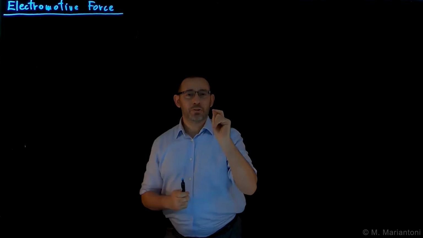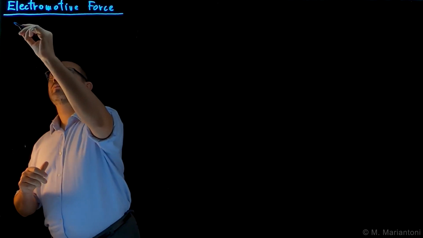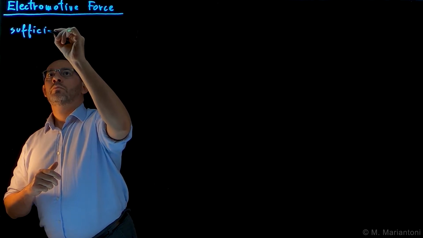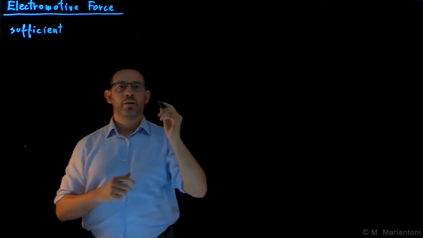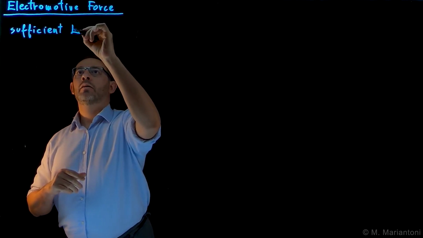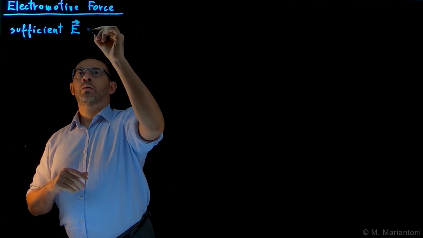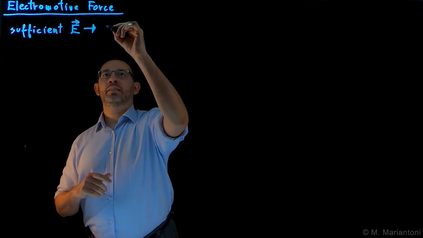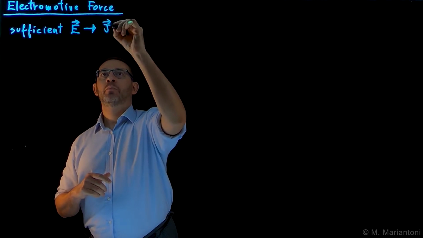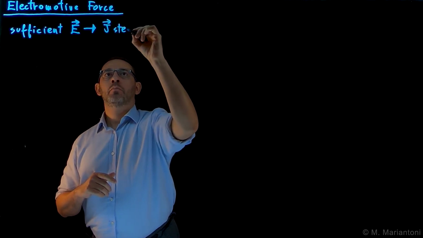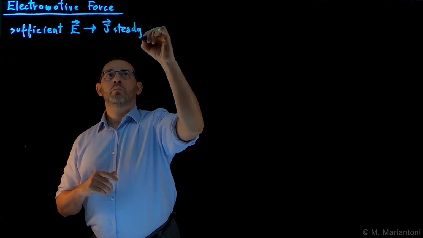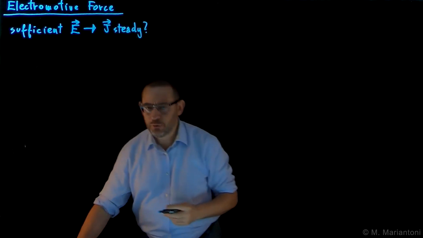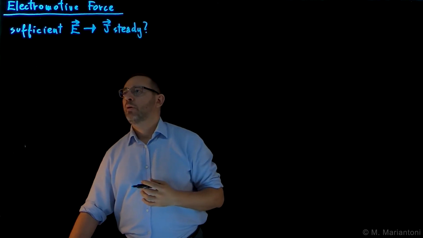So, is it sufficient to have an electric field E to establish a steady current with current density vector J? The answer is no. Let's try to understand why this is the case.